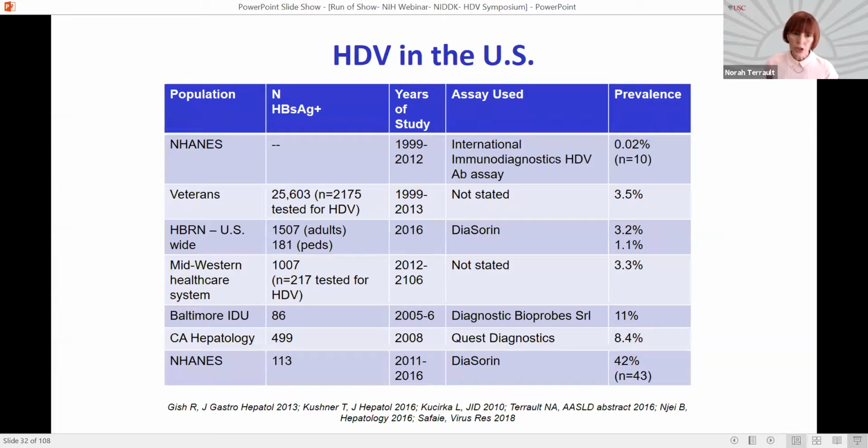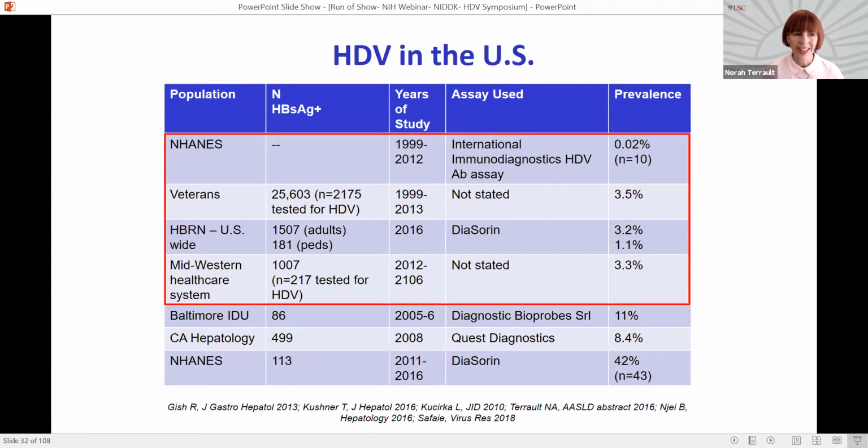Now, if we turn to the US, again, the estimates are a little bit dependent on who you study. If you focus first on studies that are really trying to capture more of the general population of individuals infected with chronic hepatitis B, so looking at NHANES, veterans, maybe not general, but representative of a large national sample, the Hepatitis B Research Network, which is a multi-center study representative of US sites, and then a healthcare system.